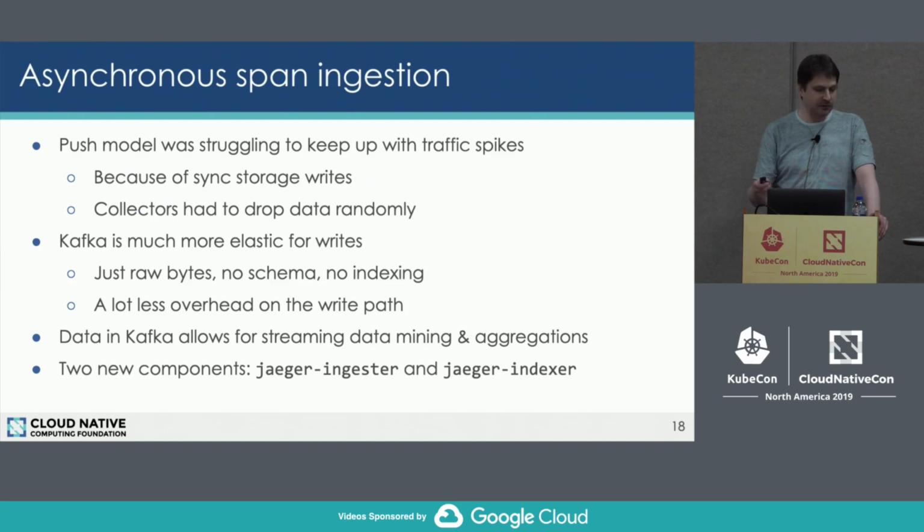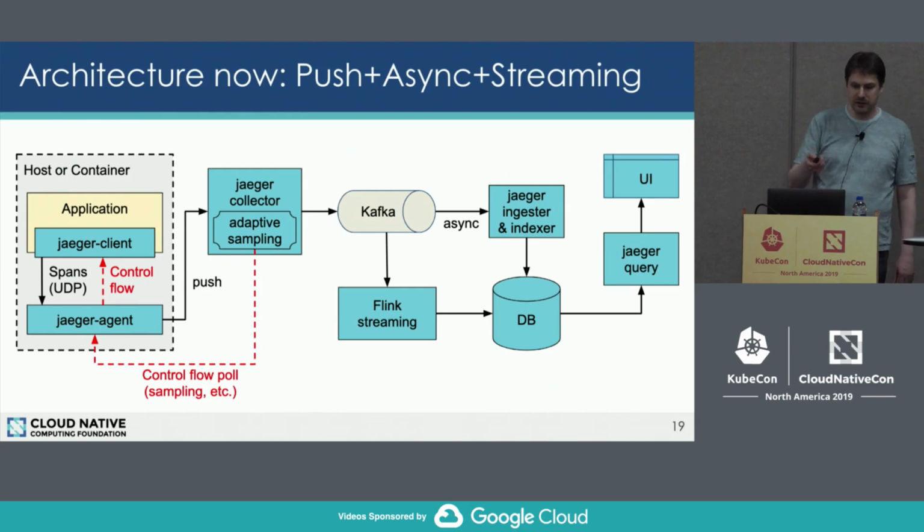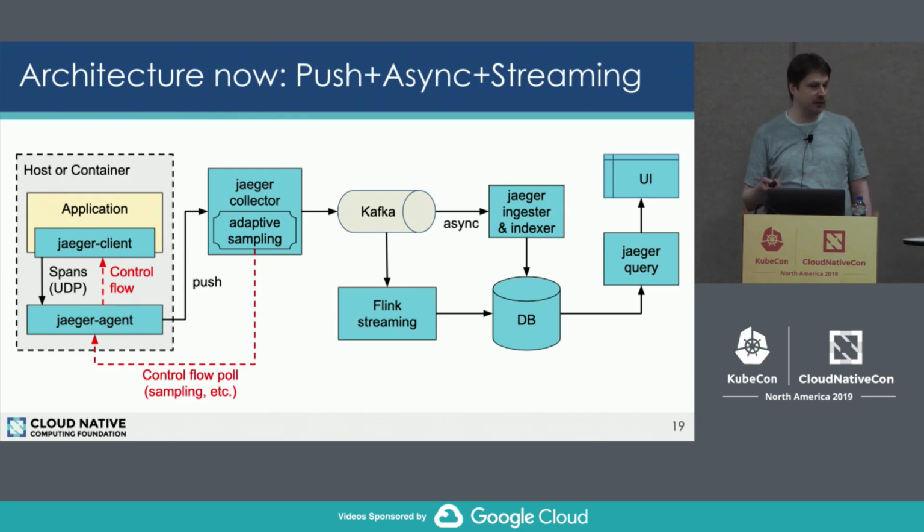And so what we've done is, should maybe do this slide instead first. What we introduced is a Kafka in the middle. It's supported in the open source version of Jaeger, in which case the push model still remains, but once the data hits the collector, it just writes data to Kafka, and that provided a couple of benefits.